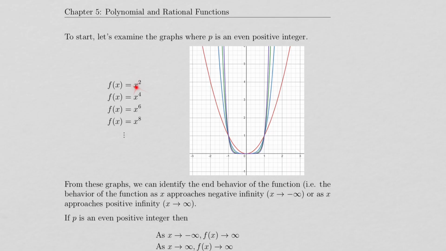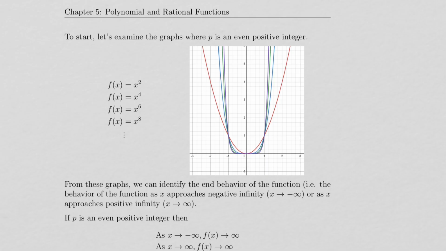Because if I plug in 1 here, 1 squared gives me 1. If I plug in 1 here, 1 to the 4th still gives me positive 1. So they all go through 1, 1. And if I plug in negative 1, because these are even exponents, I'm going to get positive 1 out as well. So they go through the point negative 1, 1 as well. And as the exponent increases, the red again is x squared, the blue is x to the 4th, the green is x to the 6th, and the purple is x to the 8th.